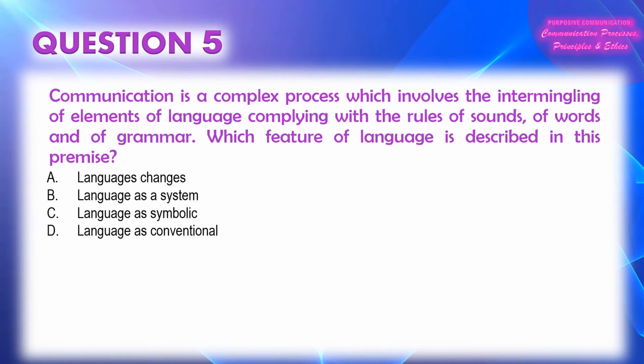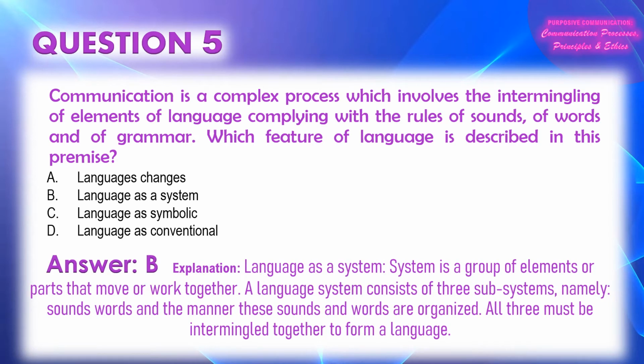Question 5. Communication is a complex process which involves the intermingling of elements of language complying with the rules of sounds, of words, and of grammar. Which feature of language is described in this premise? Answer: B. Language as a system.